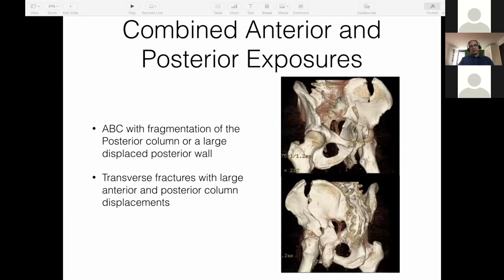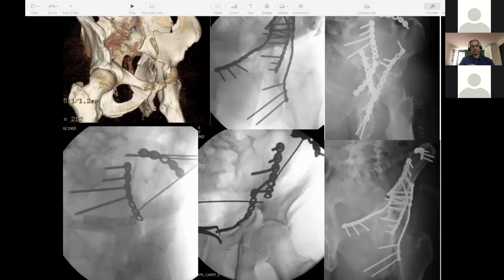Occasionally, we need to combine these two approaches. If anybody was at the General with me on Monday, we had to combine both an anterior and a posterior approach to treat a very challenging associated both column injury. This is something we have to do when it's just not enough to see only one surgical approach. It doesn't give us the visibility that we need to address all of the important components of an injury.